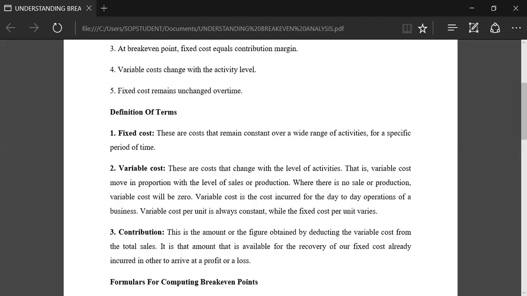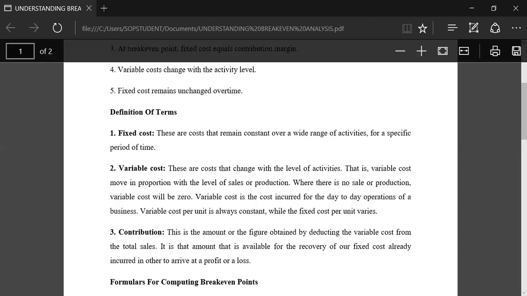For example, if the fixed cost is 100,000, and in this particular year, 10,000 units were produced, what that means is that the fixed cost per unit is 10 naira. But if in the next year or in the next period, 20,000 units were produced, the fixed cost per unit changes to 5 naira. That is why the fixed cost per unit varies depending on the level of production, while the total fixed cost is constant.